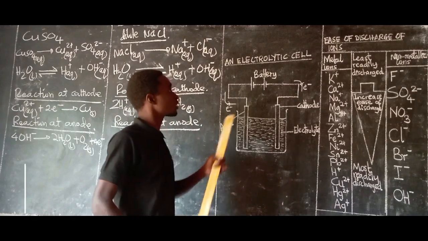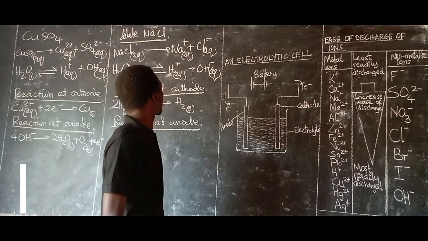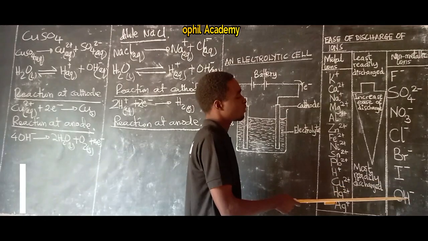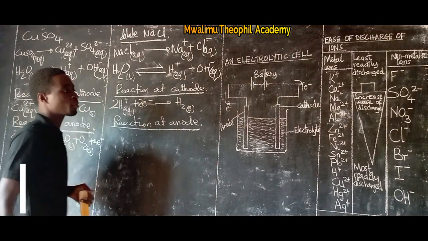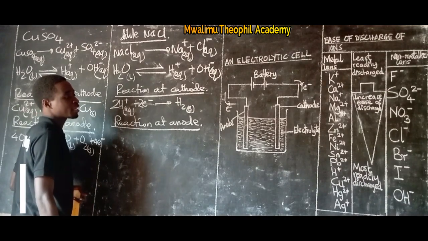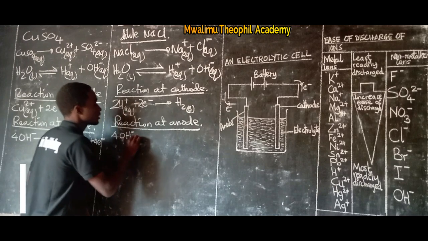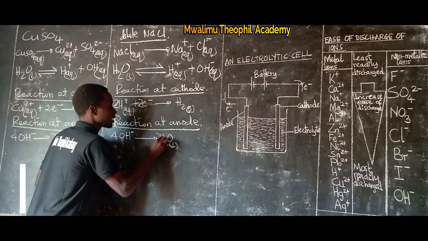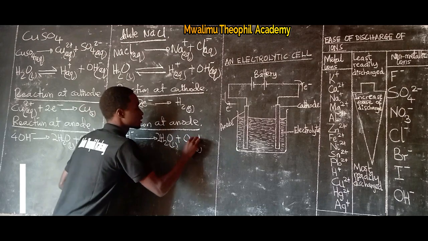We have to look at the arrangement in electrochemical series. When we look at them well, hydroxyl ion is below chloride ion. So hydroxyl ion is going to be discharged in preference to chloride ion. Now, the reaction at anode will involve the discharge of hydroxyl ion to give water and liberate oxygen gas, water and oxygen gas.